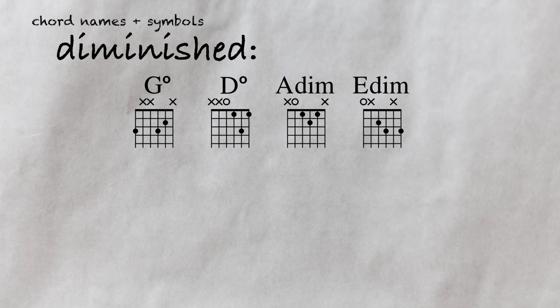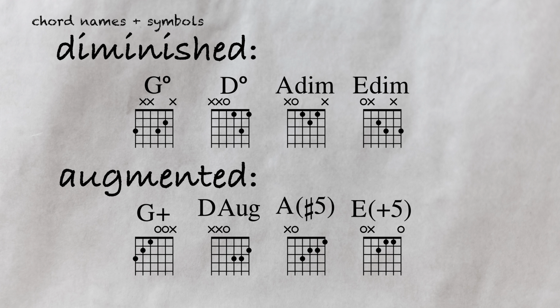For diminished, we usually either use this little circle or else we'll write dim. And the other quality of triad we might see is augmented. It's usually written like a plus sign, or else the abbreviation aug. It can also be written like sharp 5 or augmented 5.